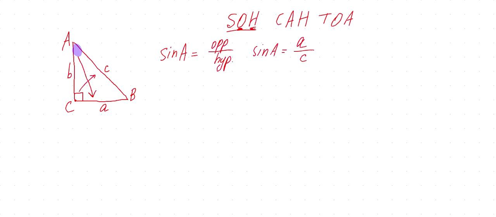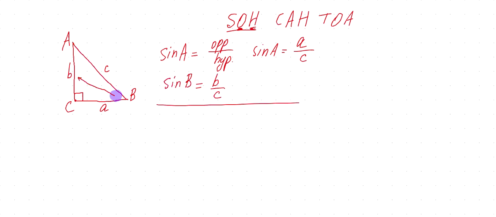If we take a different angle, let me mark angle B, then we apply the same rule. Again, it's opposite to hypotenuse, the same definition. But now we look at the leg opposite to angle B. So it's b over hypotenuse, okay? So this is the sine, opposite to hypotenuse.